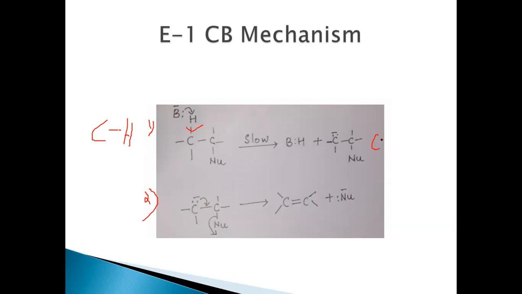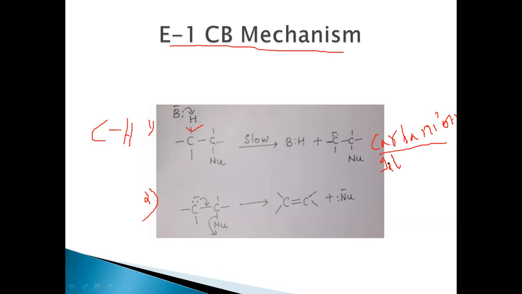carbanion here. This is a carbanion, which is negatively charged. Yes, the negatively charged carbon species is a carbanion. So the E1CB mechanism is also called the carbanion mechanism, because it is proceeding through the carbanion intermediate here. In the E1, we have seen the carbocation intermediate. Here it is a carbanion intermediate.